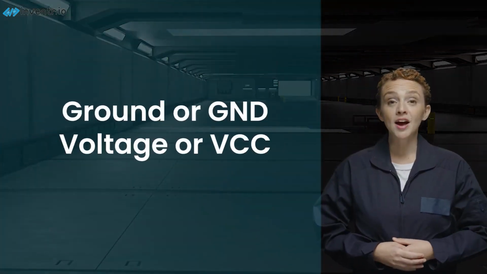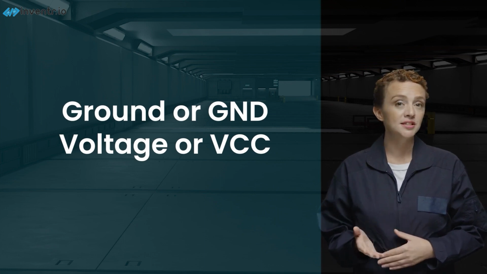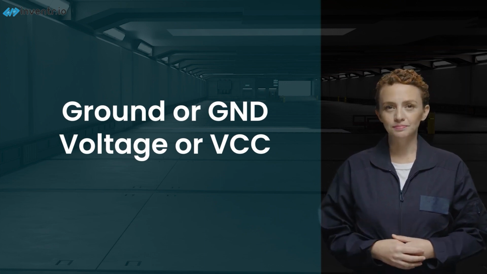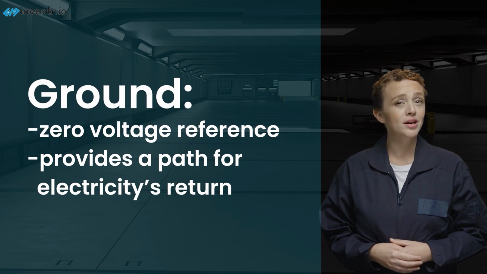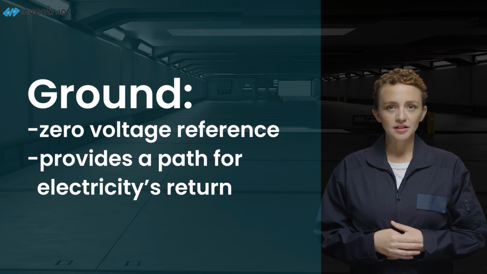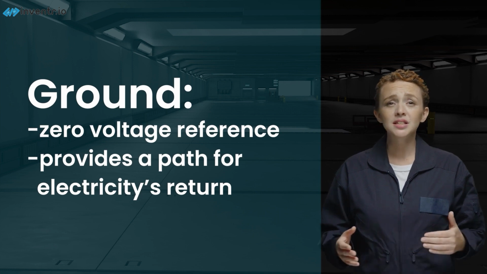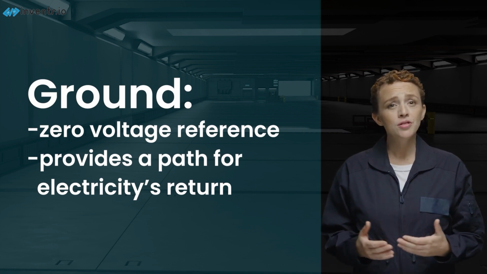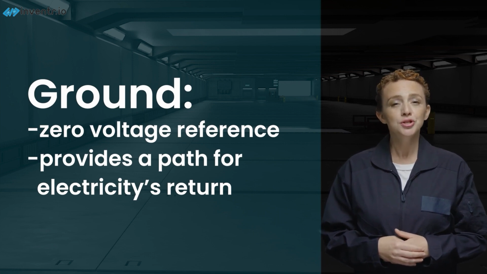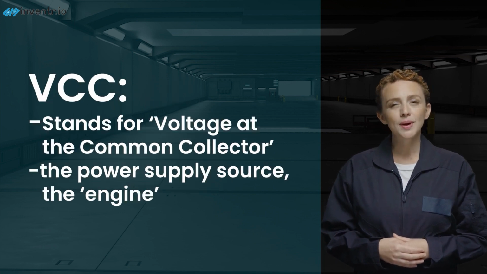Allow me to introduce some vital elements. The ground, or GND, and voltage, or VCC. They are, you could say, the lifeblood and nervous system of our electronics. Ground, my friend, is the common point of reference for all voltage sources in a circuit. It's our zero voltage reference line, the foundation on which all other voltages are built. Without it, our circuits would be aimlessly wandering in the wild, uncertain about where the bottom of the voltage range lies. It also provides a path for our electric currents to return to their source after their exciting journey through our circuits. Now, let's talk about VCC.